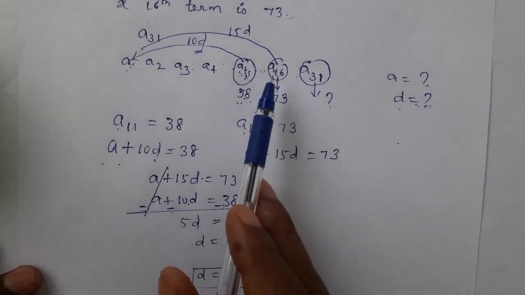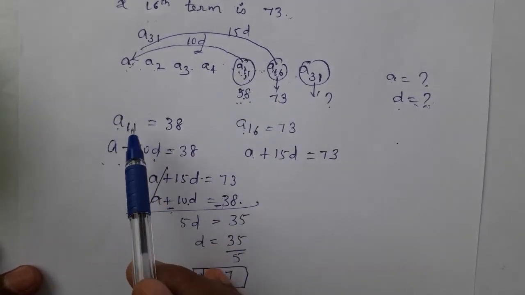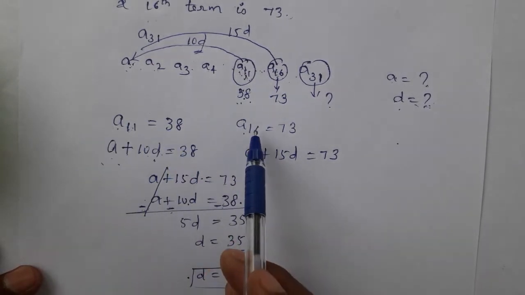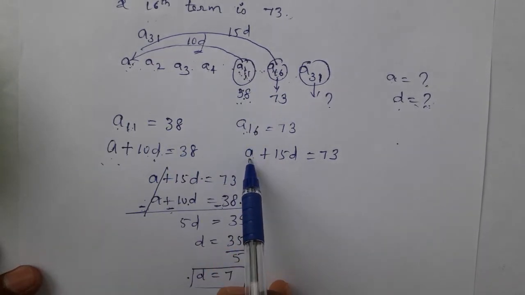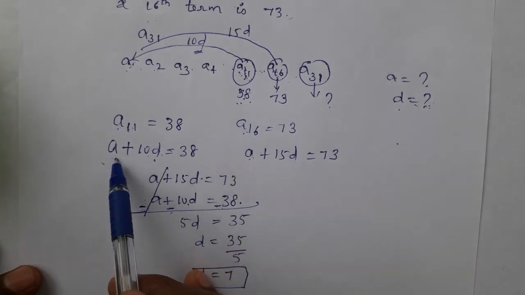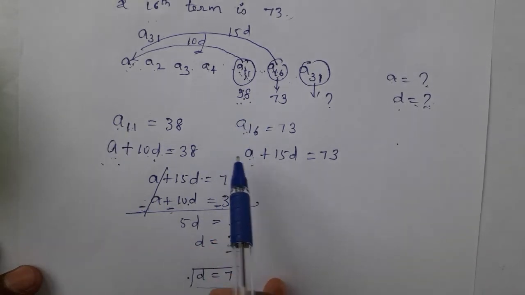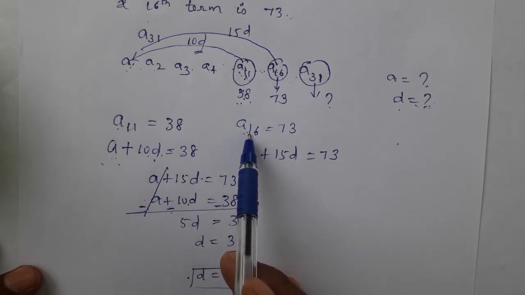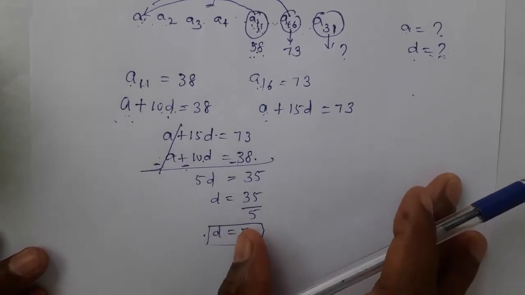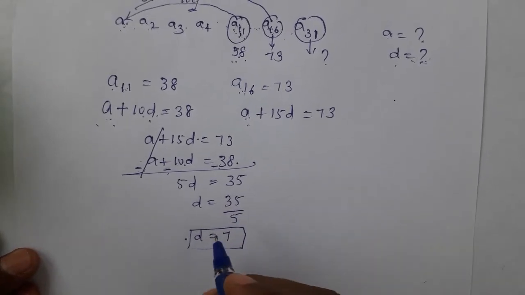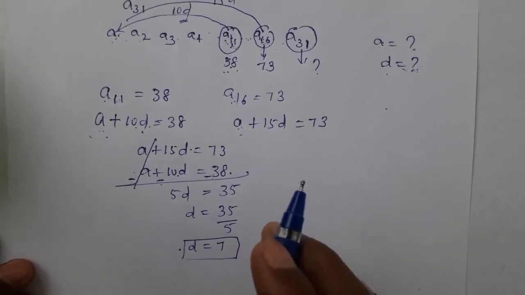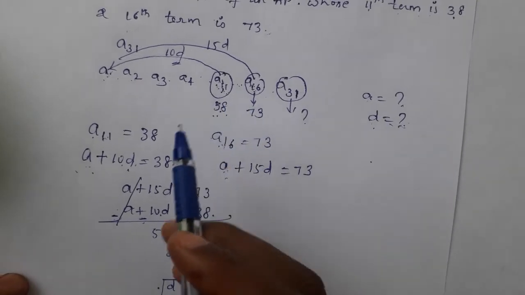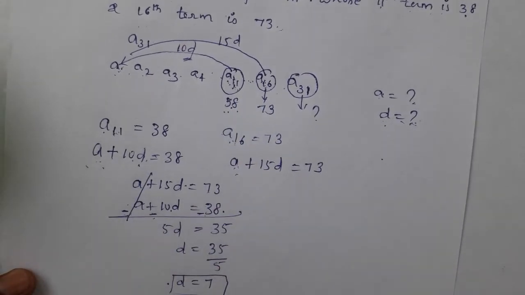11th term, how to relate to the first term? 11th term is always equal to the first term plus 10 differences, 10 jumps. 16th term is always equal to the first term plus 15 differences. 11th also related to the first term, 16th also related to the first term, but the 11th goes for 10 differences, the 16th goes for 15 differences. Now, D we got. How to get A now? Because for any progression A and D are very, very important. If you know A and D, you can write the progression infinitely.